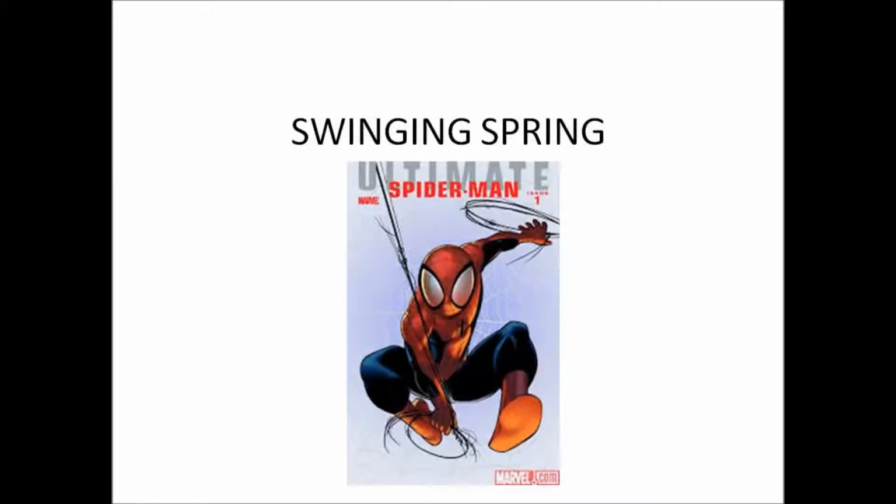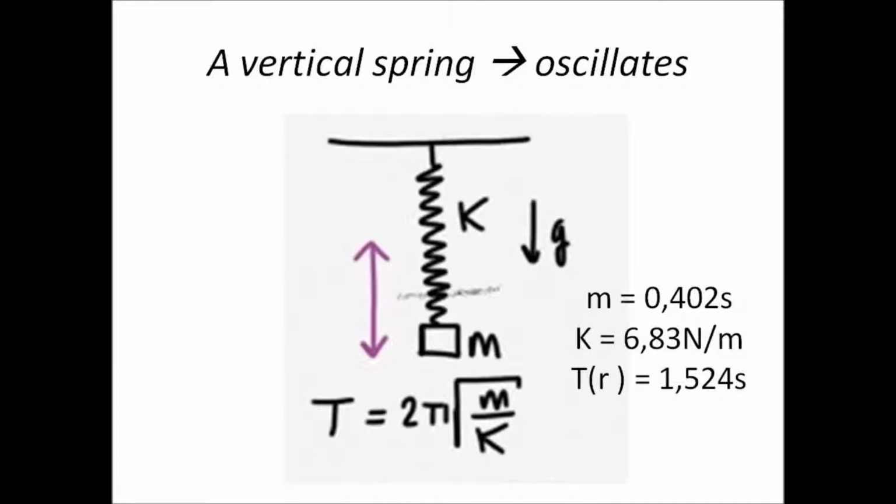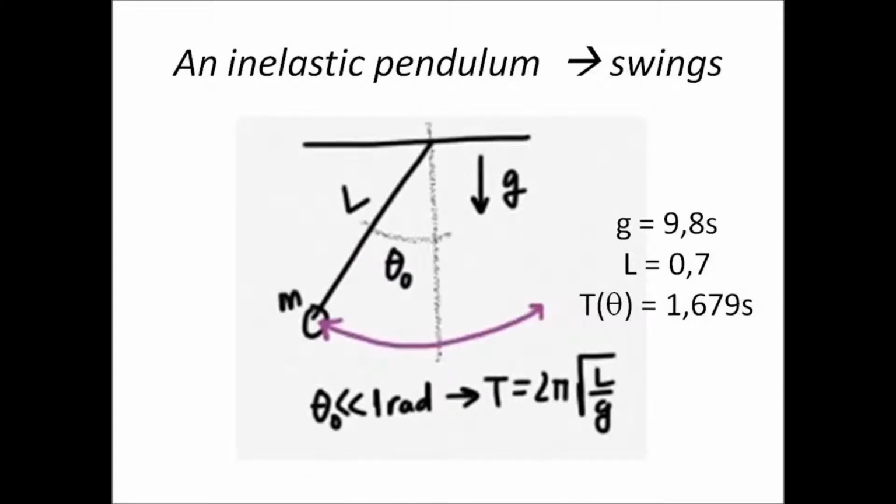The objective of this lab is to study a swinging spring. The movement of a vertical spring is well known, and it oscillates with a fixed period. In our case, it would be 1.524 seconds. The case of an elastic pendulum also is well known and has a fixed period too. With a length of 0.7 meters, the period should be 1.679 seconds.